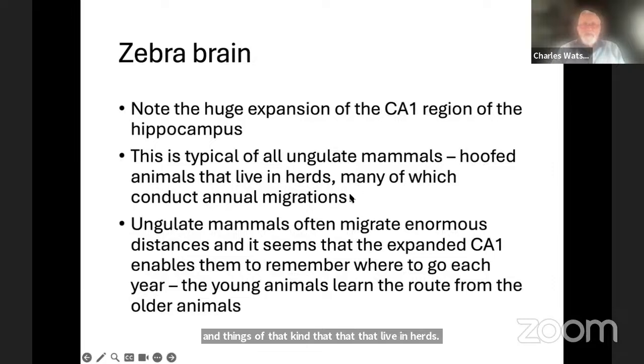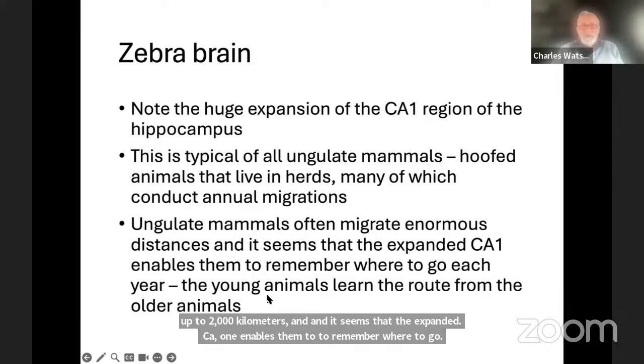And of course, many of these animals conduct important annual migrations. They migrate to find better food at different times of the year. And some of the ones in Northern Europe migrate up to 2,000 kilometers. And it seems that the expanded CA1 enables them to remember where to go next year.